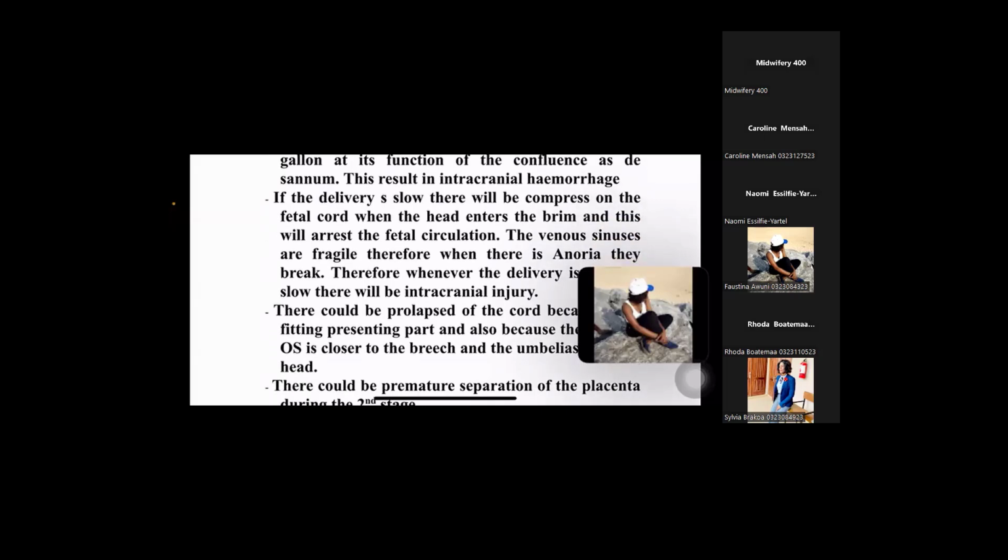If the delivery is slow, there will be compression of the umbilical cord when the head enters the pelvis.